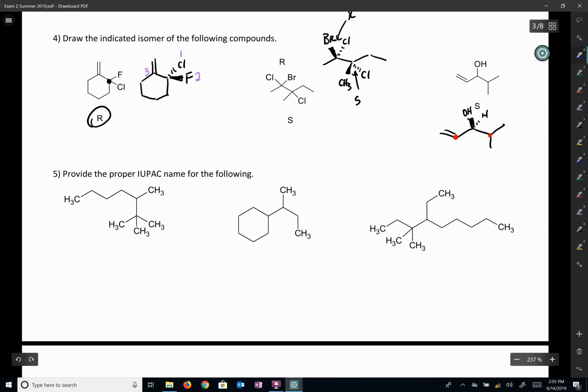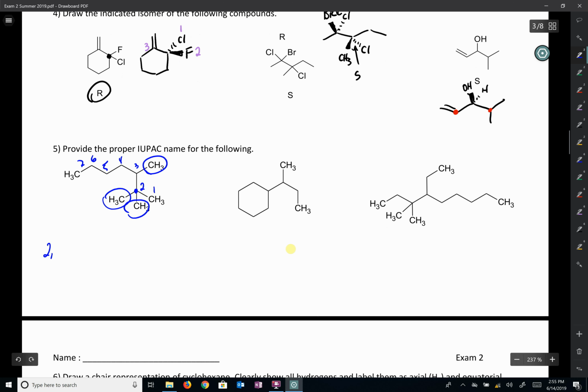Assign the IUPAC names. Find the longest continuous chain. So 1, 2, 3, 4, 5, 6, 7. So we've got a heptane. Off of my 2 carbon, I've got a methyl, and I've got another methyl off of my 3. So 2, 2, 3-trimethylheptane. Cool. Longest continuous chain, lowest locants.